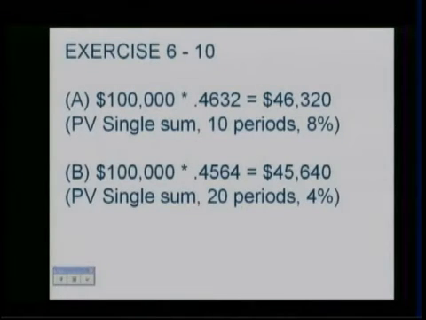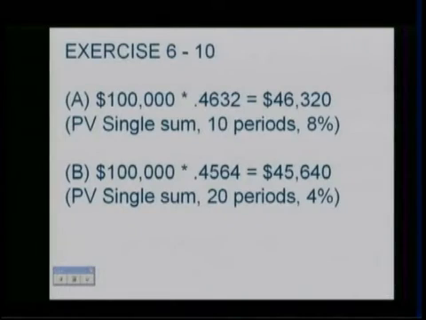In Part B, they make it even more interesting, asking you to assume that interest is compounded quarterly. In this case, you're going to be compounding 4 times a year. So since it's a 5-year life, 4 times a year, that would be 20 periods. 4 times 5 is 20.